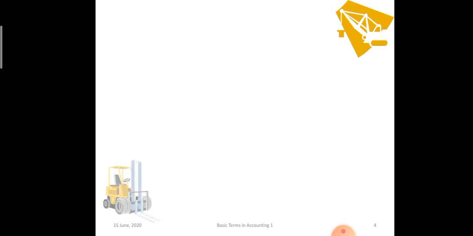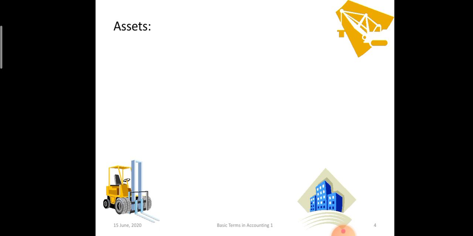The next term which we are going to discuss is assets. Now, assets is a very important term in accounting. Assets refers to all those properties which a person or a business owns. See from these examples, machinery is there, building is there, vehicles are there, all are examples of assets. Now, what are the common features of these? They all are properties owned by someone, they have some value, and they will give some future economic benefit.